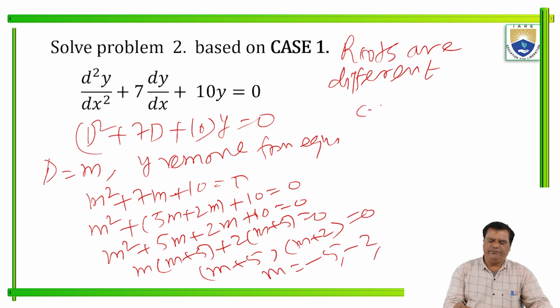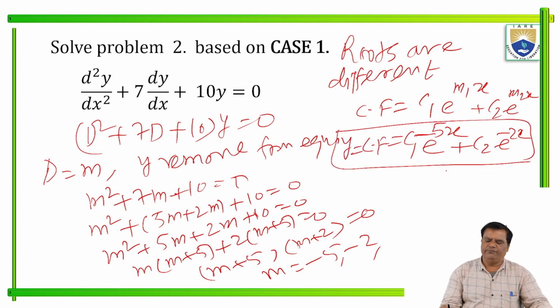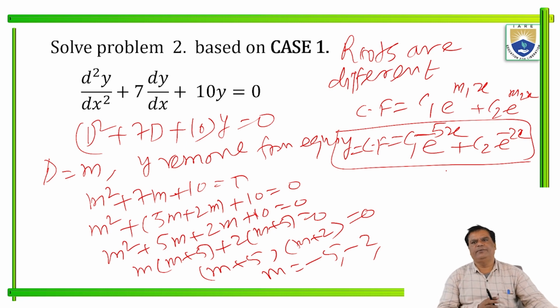So here CF is C1 e^(m1x) + C2 e^(m2x), that is C1 e^(-5x) + C2 e^(-2x). This is the CF and this is y, and this is the solution of this question, the complementary function.